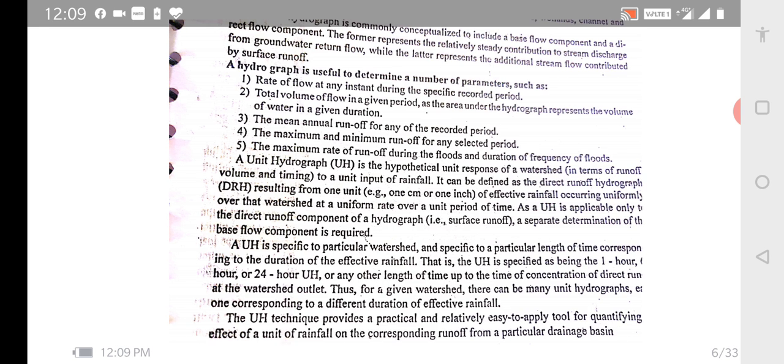The hydrograph is useful to determine a number of parameters, such as the rate of flow at any instant during the specific recorded period. Now we have seen a 1 year period. In that 1 year period, you can see for any month what is the rate of flow. Then the total volume of flow in a given period: the area under the hydrograph represents the volume of flow.